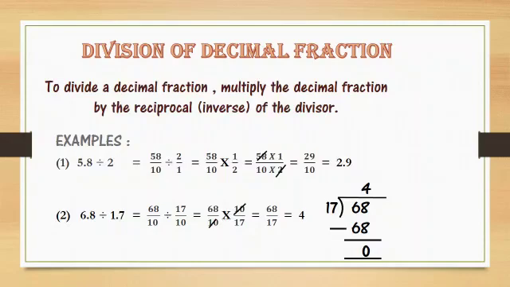6.8 divided by 1.7. 6.8 is 68 upon 10. 1.7 is 17 upon 10. So 68 upon 10 divided by 17 upon 10, and the reciprocal of 17 upon 10 is 10 upon 17. So 68 upon 10 multiply 10 upon 17, we get 68 upon 17. Now divide 68 by 17, we get the answer as 4.